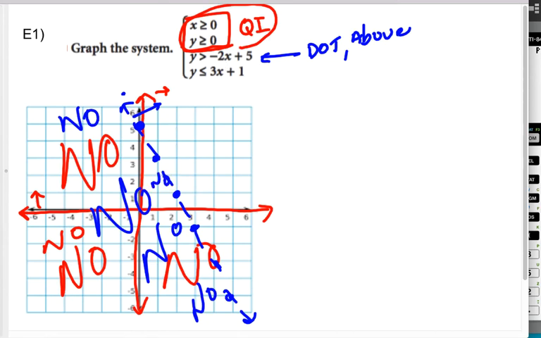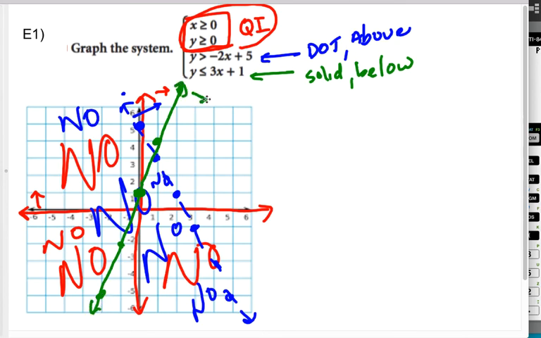All right. Then when I graph this guy, I'll go ahead and use green. I see that this one is solid and below because it's got an equal to and it says y is less than. So I start at a y-intercept of 1 and have a slope of 3, which is up 3, right 1, or down 3, left 1. It's a solid line, so I'm going to do my best to draw a solid line that's not completely terrible. Okay, and I'm supposed to shade below, which means that anything above it is a no.